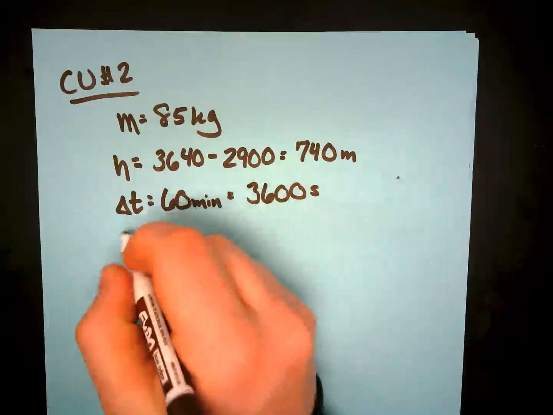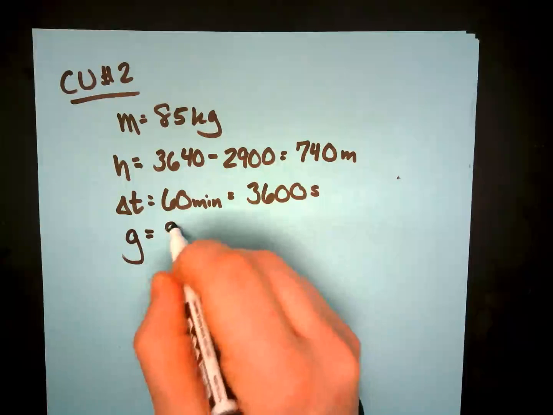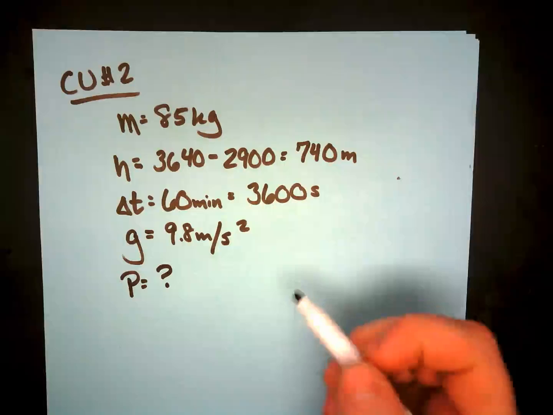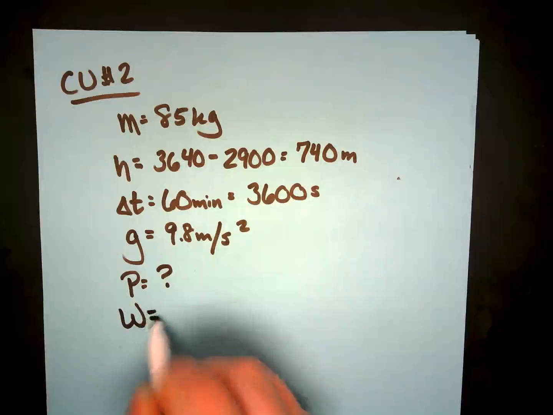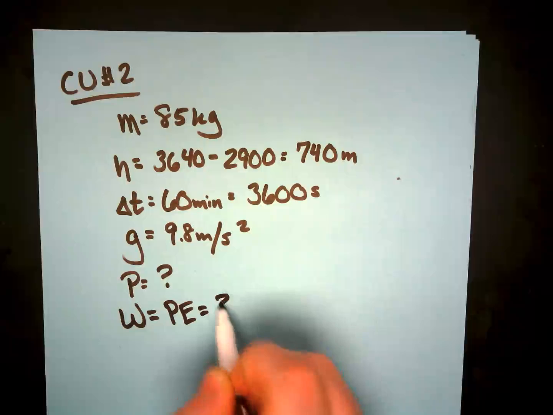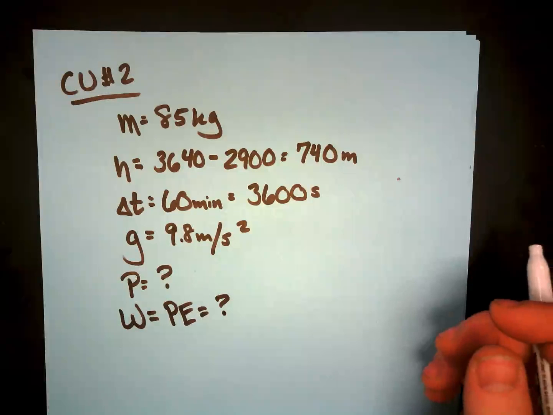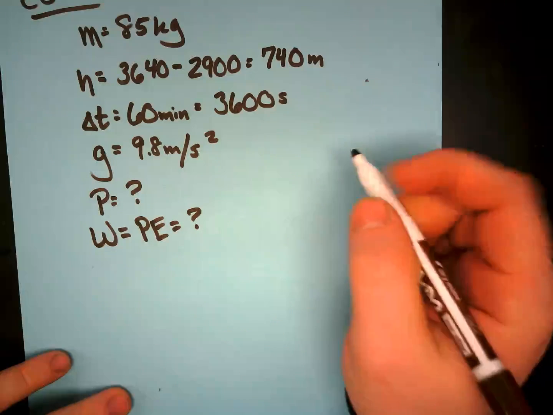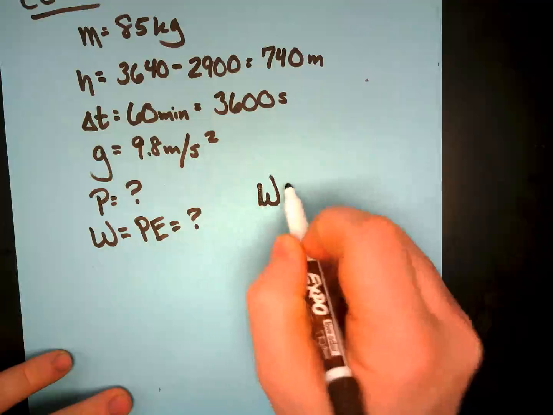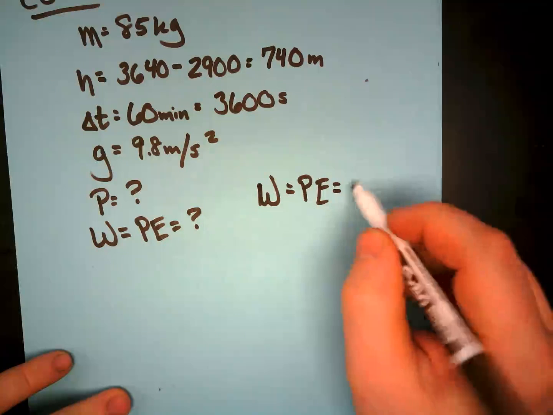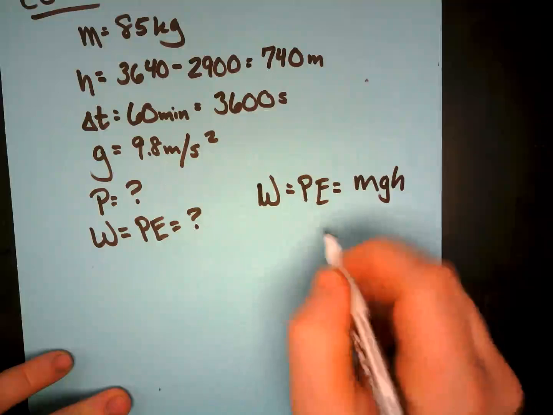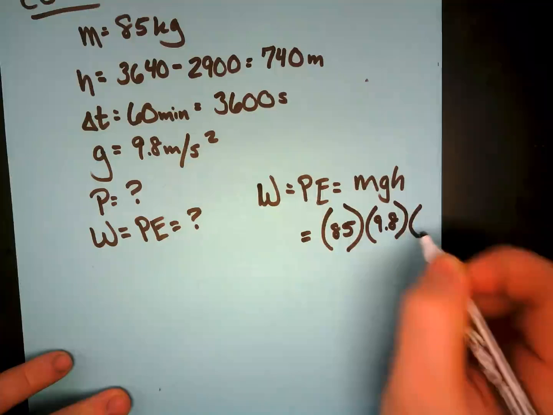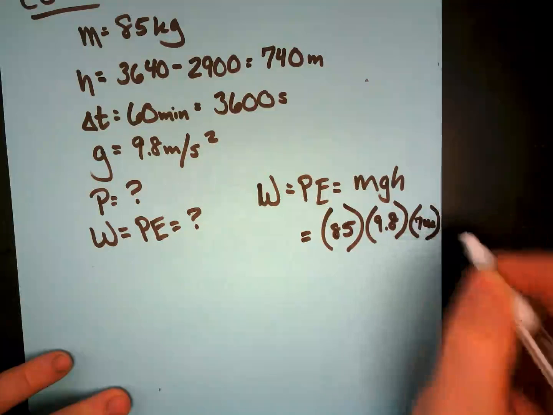And that's all they give us, but we also have g, which is 9.8 meters per second squared, and we're trying to find power. Before we can find power, we need to find work. In this case, work is equal to potential energy, and we don't have that yet. So we need to figure out the potential energy. Work or potential energy is equal to mgh. So that's the mass, 85, times gravity, 9.8, times height, 740.